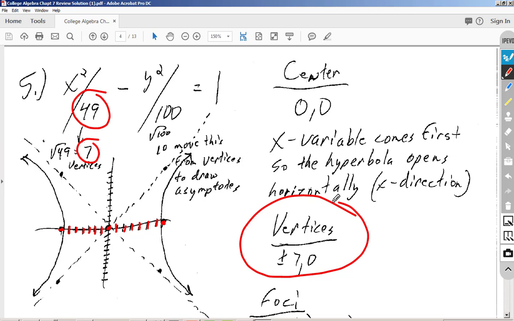Now from those vertices, I'm going to move 10 to draw in my asymptotes. So I'm going to move up 10, and then down 10, and up 10, and down 10. You'll notice those form those guidelines, those asymptotes, that we're going to use to draw our shape with. And after you're done putting in your asymptotes, go ahead and draw in your hyperbola. And that's what it'll look like.